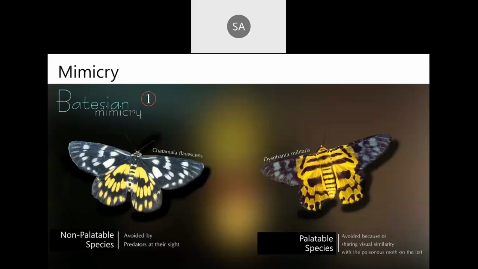So here is an example of a mimicry known as Batesian mimicry, where a non-palatable species is avoided by predators at sight. Non-palatable means those are poisonous or distasteful in nature. So these two moths look very similar, but once predators try to feed on the non-palatable species, they also avoid the palatable species later on. So this strategy helps in escaping predators. Next.